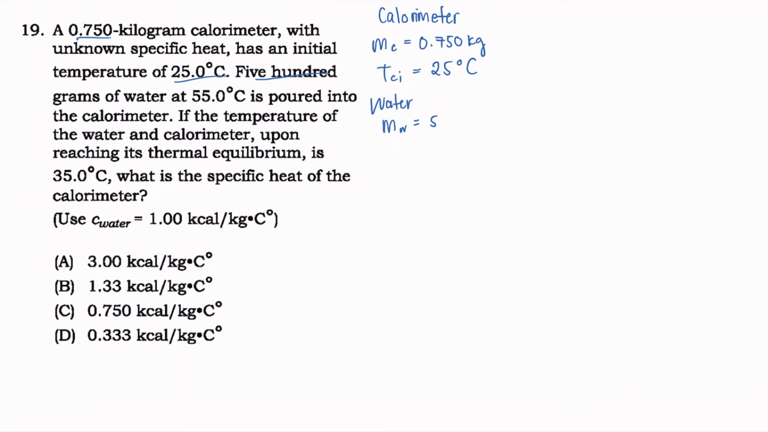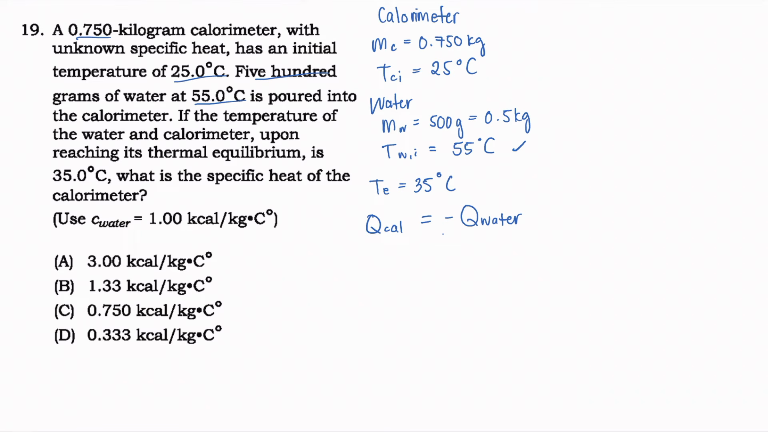Hindi pala. 500 grams, so equal siya sa 0.5 kilogram. And then, yung initial temperature ng water is 55 degrees Celsius. Tapos, na-reach nila yung thermal equilibrium at 35 degrees Celsius. Kapag na-reach nila yung thermal equilibrium, ibig sabihin, yung heat na na-absorb ng calorimeter is equal to the heat released by the water. Mas mainit kasi yung water nung umpisa.